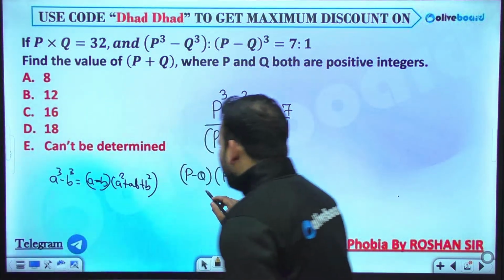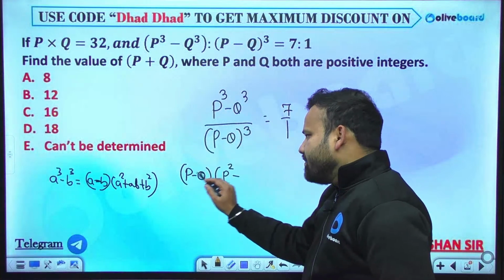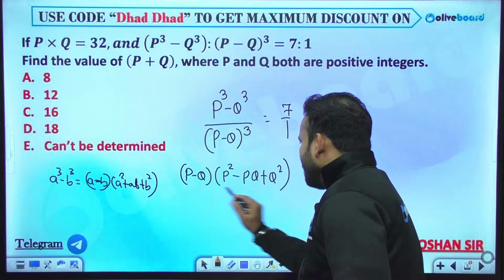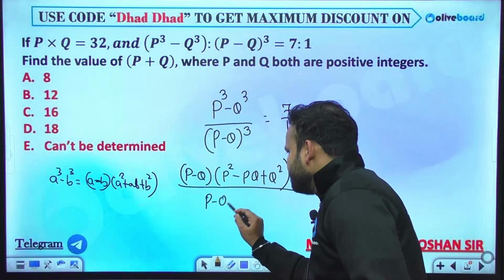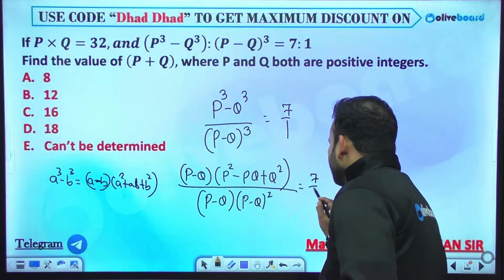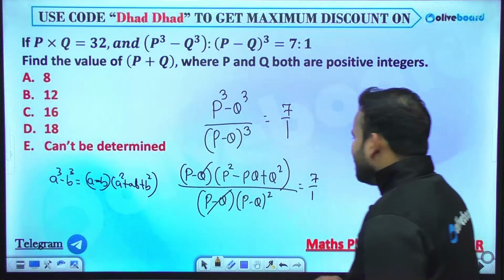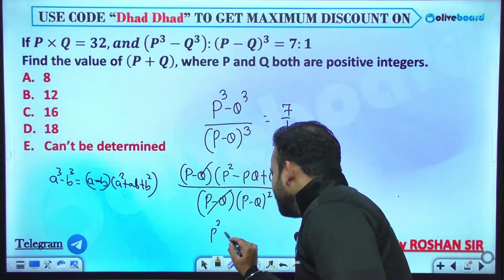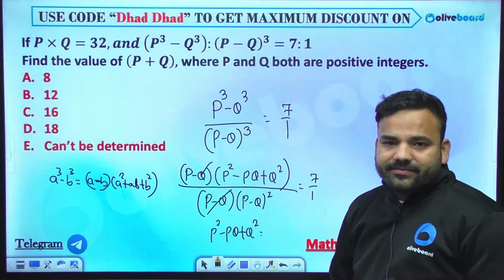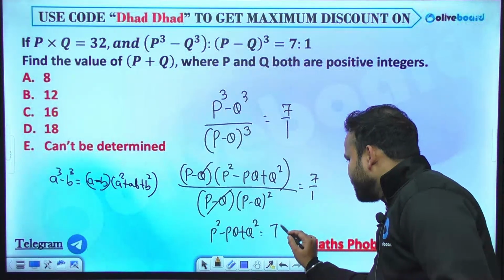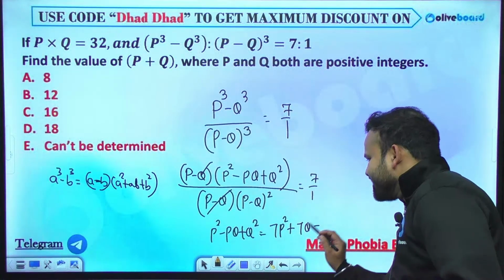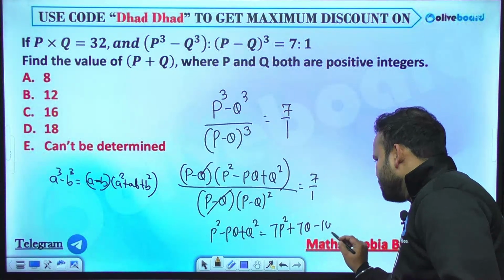So I'm just substituting the value. P cube minus Q cube will be P minus Q into P square plus PQ plus Q square. And the denominator can be written as P minus Q multiplied by P minus Q whole square. This is nothing but 7/1. So eliminate this part completely. Make a cross multiplication. So P square plus PQ plus Q square is equal to 7 times A minus B whole square, that is 7P square plus 7Q square minus 14PQ.